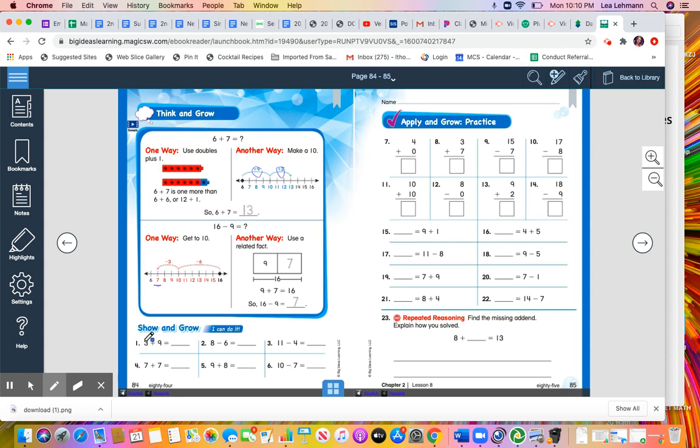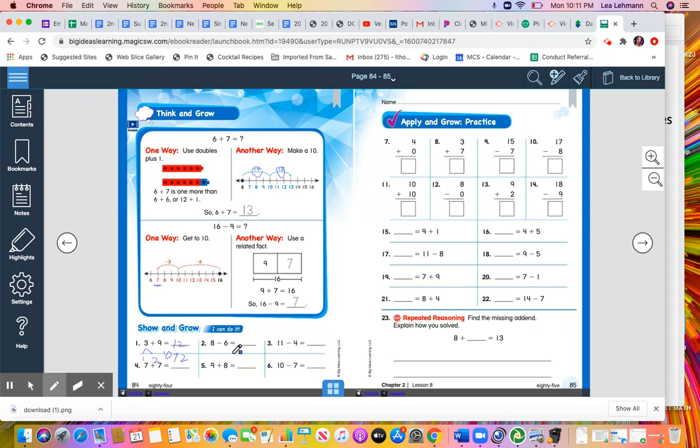So let's look at this one. 3 plus 9. I'm going to use probably my make a 10. So I would probably just kind of go like this. It's going to be a 1 and a 2. That 1 and the 9 go together to make a 10. And then what do I have left? I'm going to add that 2 there. 10 plus 2 is 12.